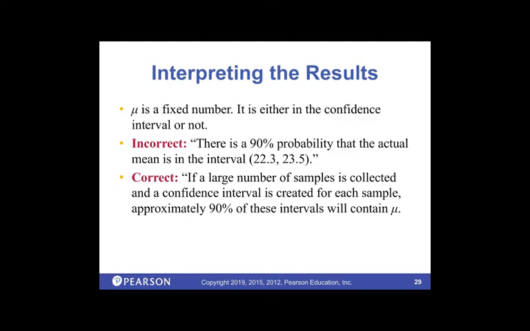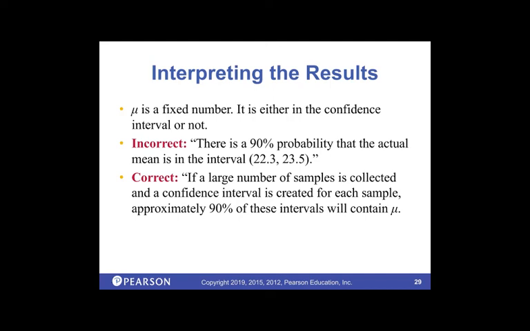But again, the incorrect interpretation is that there is a 90% chance that the actual average is in this interval. What it's really saying is that if a large number of samples is collected and a confidence interval is created for each sample, approximately 90% of these intervals will contain mu.